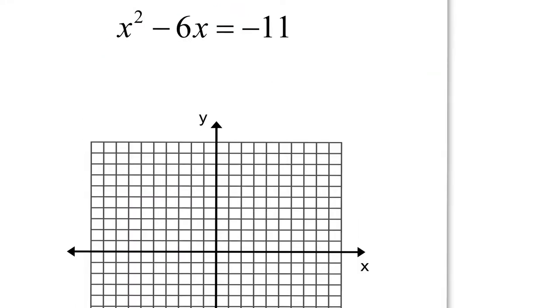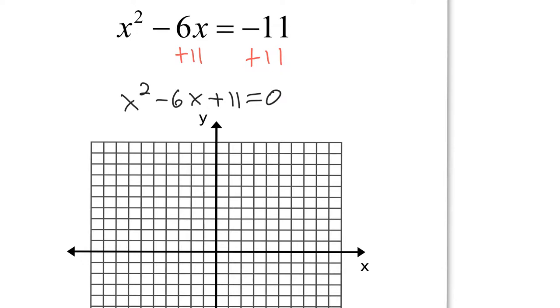Now this example, guys, is x squared minus 6x equals -11. So the first thing we have to do in order to solve by graphing, let's go ahead and have everything on one side. So I am going to add 11 to both sides, plus 11 here and plus 11 over here. So we have x squared minus 6x plus 11 equal to 0.